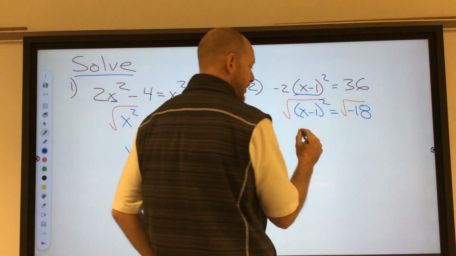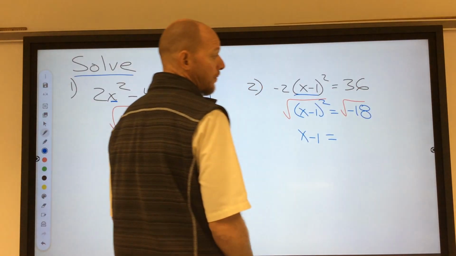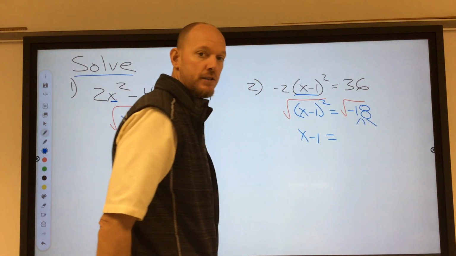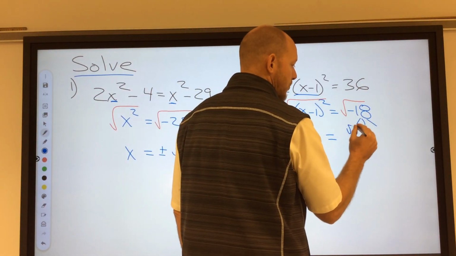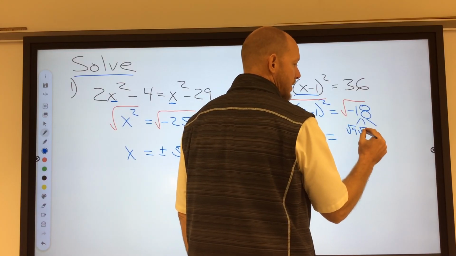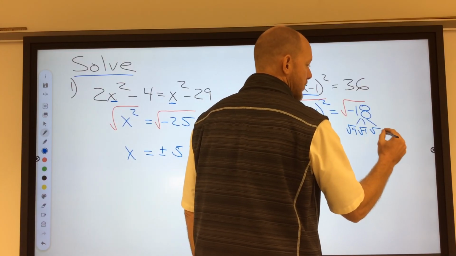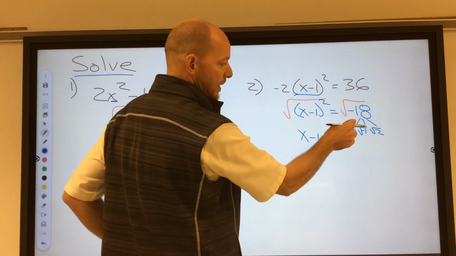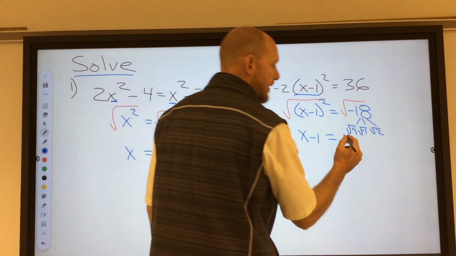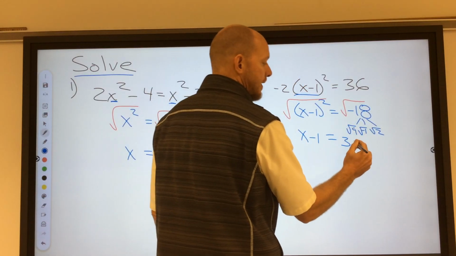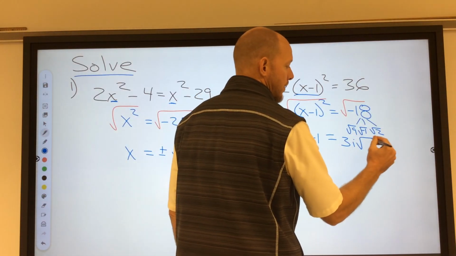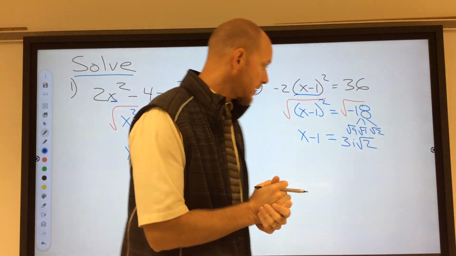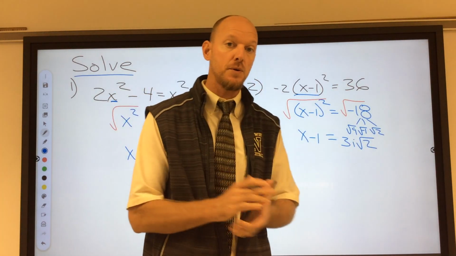So now that's going to leave me with x minus 1 equals, whenever I simplify this, I have to realize I basically have 3 parts, if you would. I would have the square root of 9, the square root of negative 1, and the square root of 2. That's how I would be able to break this down. Why would I break it down into 9, 1, and 2? Because the square root of 9 is 3, the square root of negative 1 is i, and the square root of 2 is already simplified. So the square root of negative 18 is actually able to be written as 3i square root of 2.